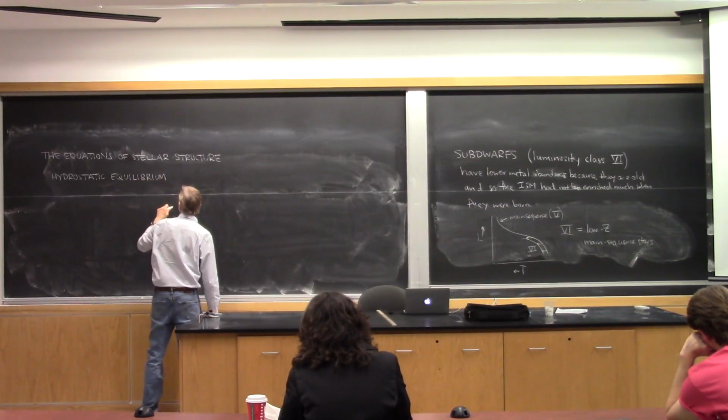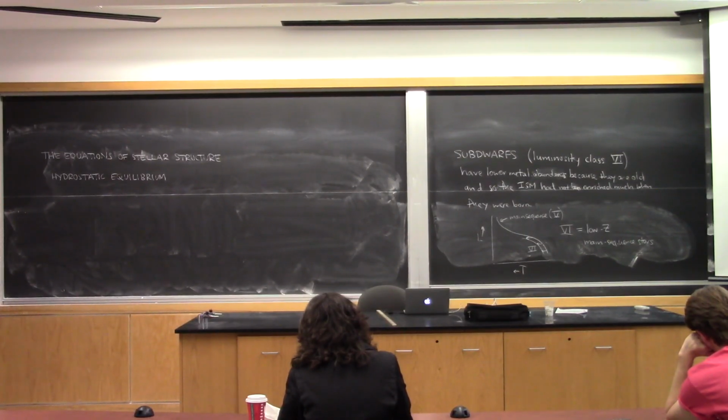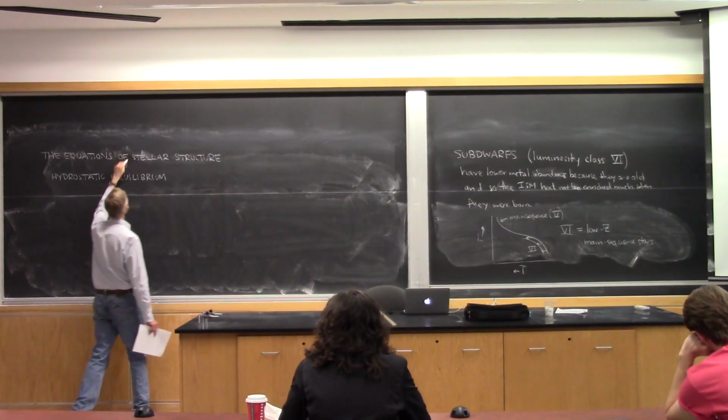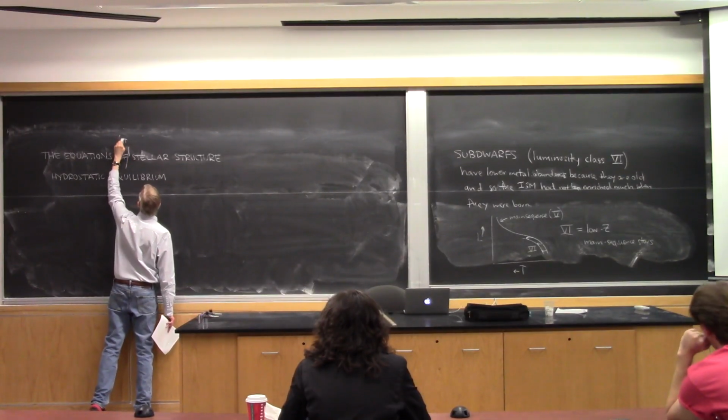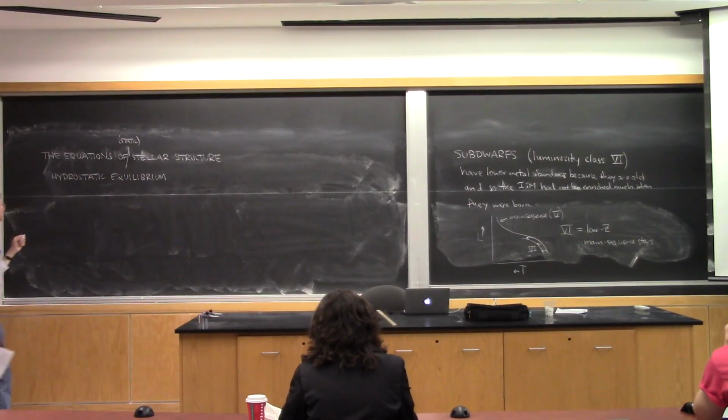If we're talking about a static star, if the star is evolving, then there's not a perfect equilibrium here, but we're talking about static stellar structure. So I'll put a thing here. Static is what we're concentrating on here because it's easier.